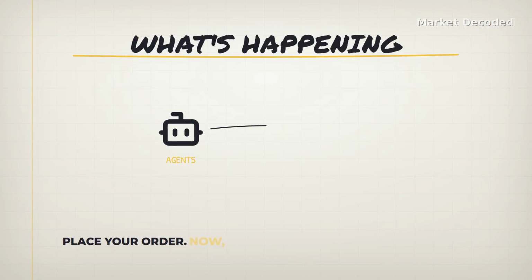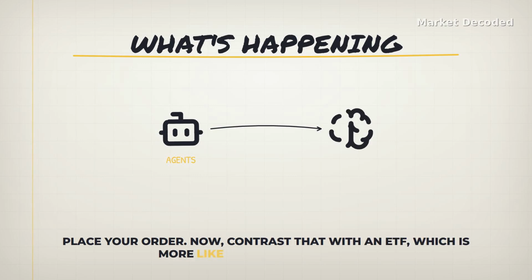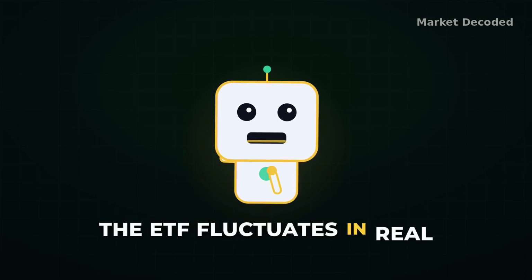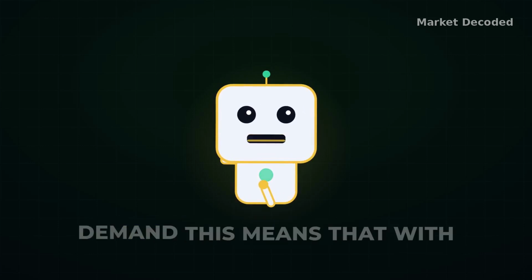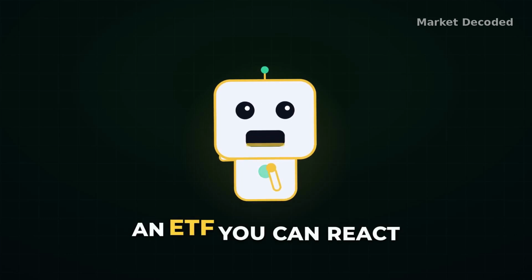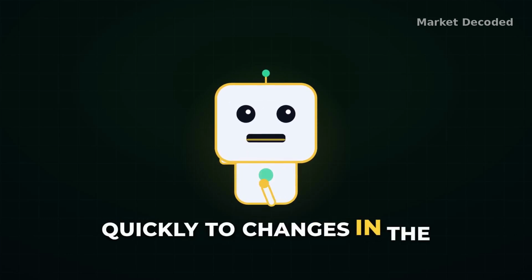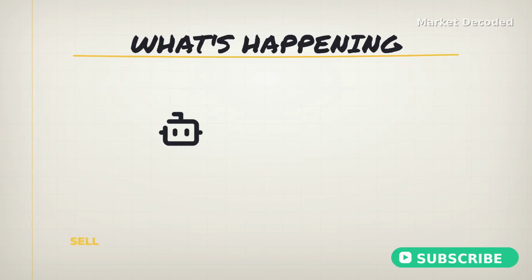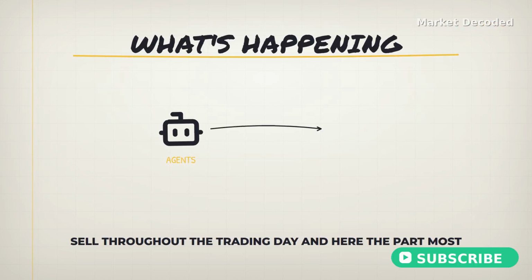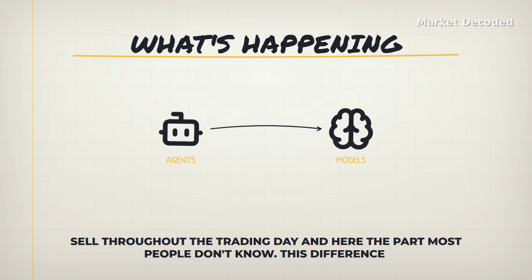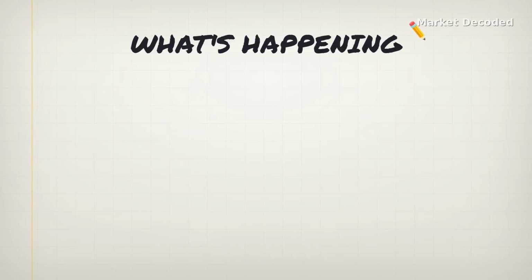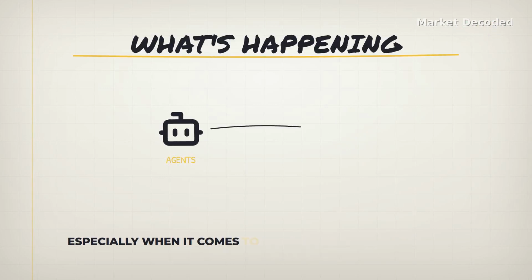Now, contrast that with an ETF, which is more like a deli where you can buy and sell sandwiches throughout the day. The price of the sandwich, or in this case, the ETF, fluctuates in real time based on supply and demand. This means that with an ETF, you can react quickly to changes in the market because you can buy or sell throughout the trading day. And here's the part most people don't know. This difference in trading and pricing mechanisms has significant implications for investors, especially when it comes to transparency and flexibility.